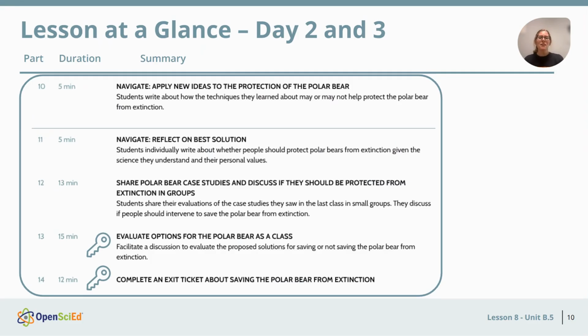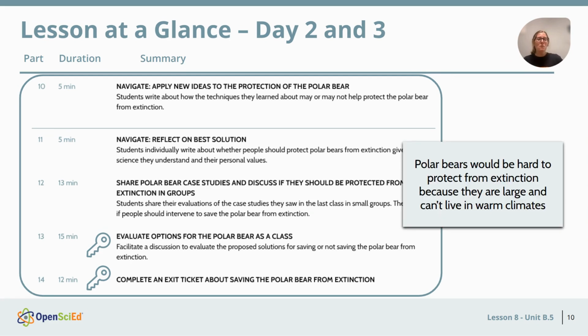Loop 3, which will be the very end of day 2 and all of day 3, we're looking at, how do we apply these new ideas of protection to polar bears? What's the best solution? So, reflecting on what the best solution would be, sharing polar bear case studies, and then evaluating options for the polar bear as a class, and then finally completing an exit ticket about saving the polar bear from extinction. We figure out that polar bears would be hard to protect from extinction because they are large and can't live in warm climates. And we wonder, are there other species that we could protect?